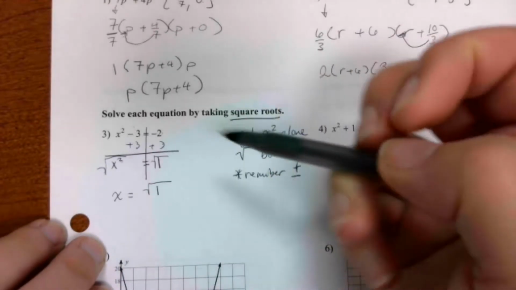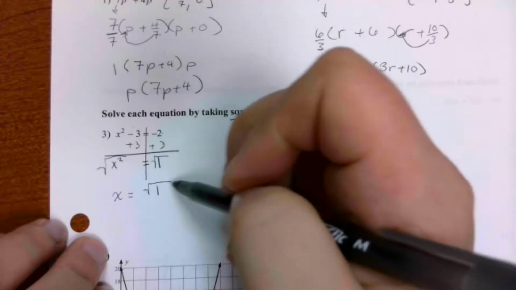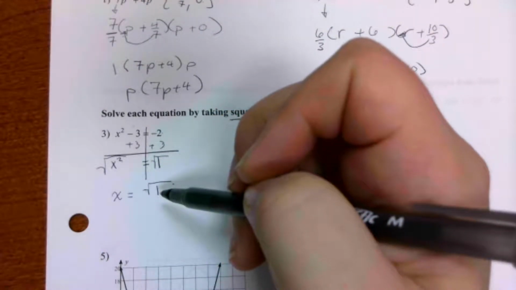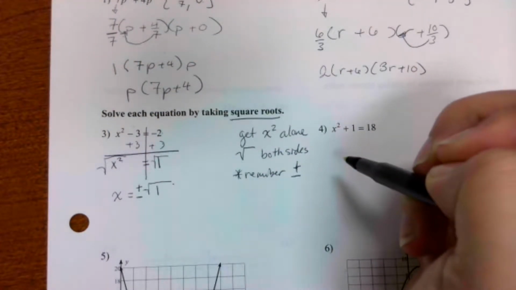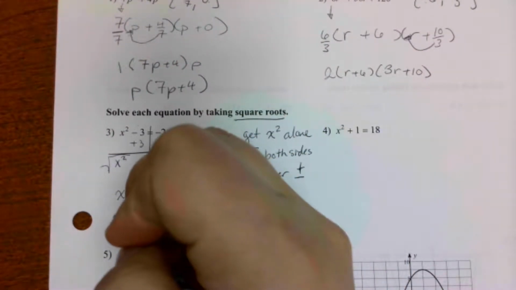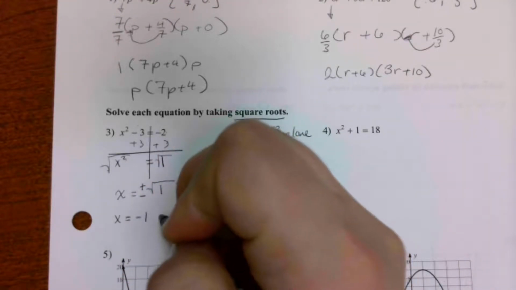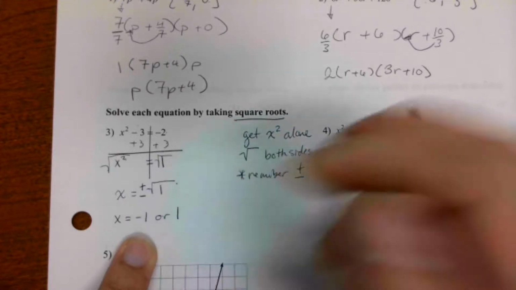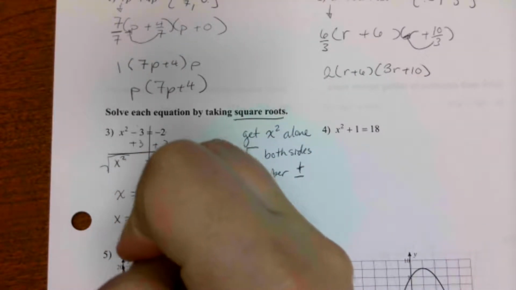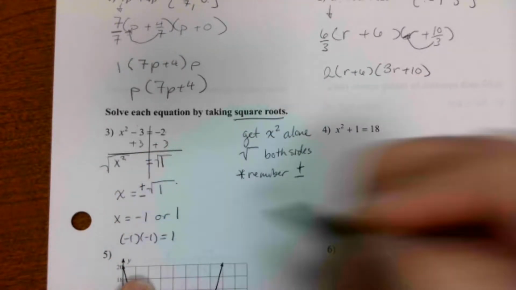Now here's the tricky part. When I put in the square root, it's not given to me with the square root, but if I put in the square root, there has to be a plus or a minus. And this is because x could either be negative 1 or positive 1. Because if we square negative 1, we would have negative 1 times negative 1, which is a positive 1.